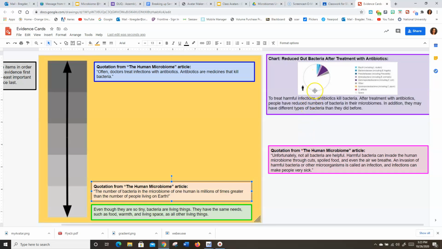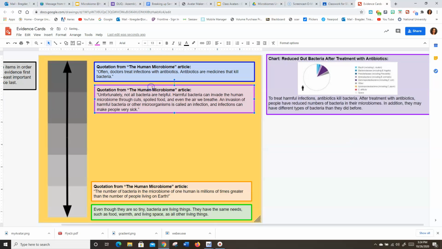And I know, wow, that one has a chart. And I remember something that looks like that. To treat harmful infections, antibiotics kill bacteria. Okay, that's what we're talking about, right? After treatment with antibiotics, people have reduced numbers of bacteria. Let's look at the next one. Unfortunately, not all bacteria are helpful. Harmful bacteria can invade the human microbiomes through cuts, spoils food, even the air we breathe. An invasion of harmful bacteria and other microorganisms is called an infection. I'm going to say that the pink one goes next. So let's move it over here. And that means the purple one goes in the middle.